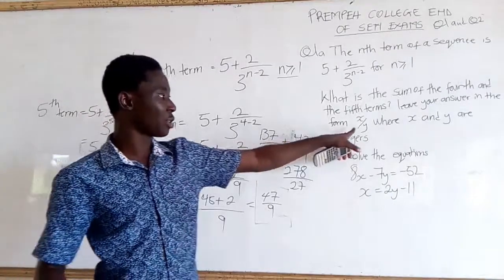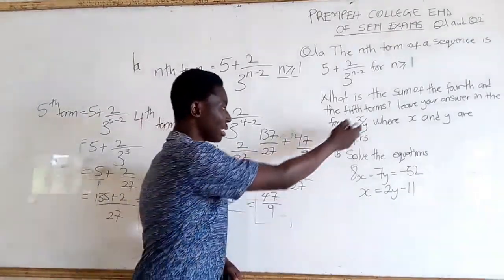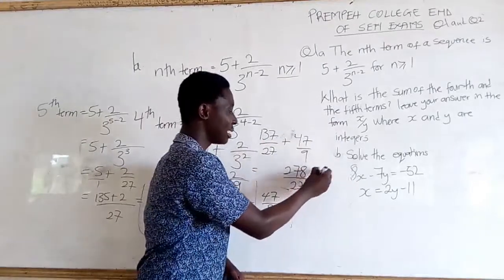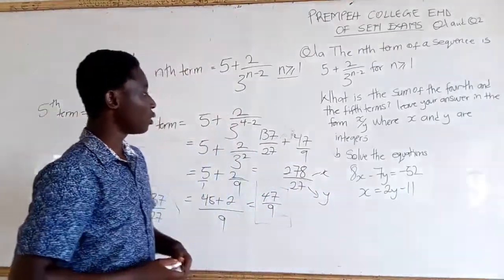The question says we should express it in the form x over y. And when we compare this to this one, you can see that this is our x and this is our y. So let's move on to B.